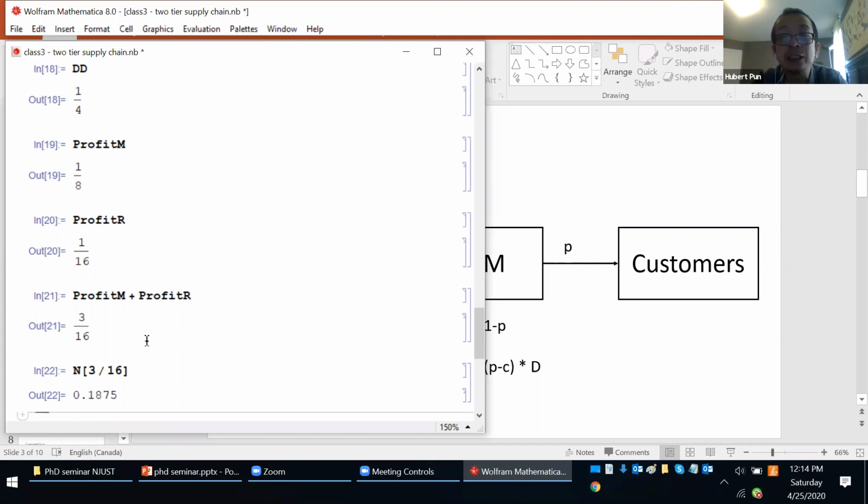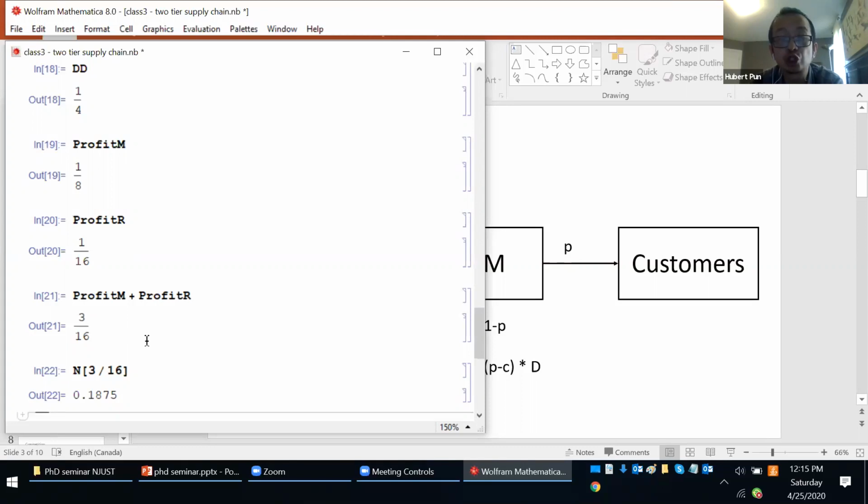So we have an interesting finding, compared to a single tier supply chain. First, we find out that the retail price would be higher for a two-tier supply chain. Second, we find out that the demand is lower for a two-tier supply chain. The manufacturer and the retailer and also the supply chain profit are all lower for a two-tier supply chain.